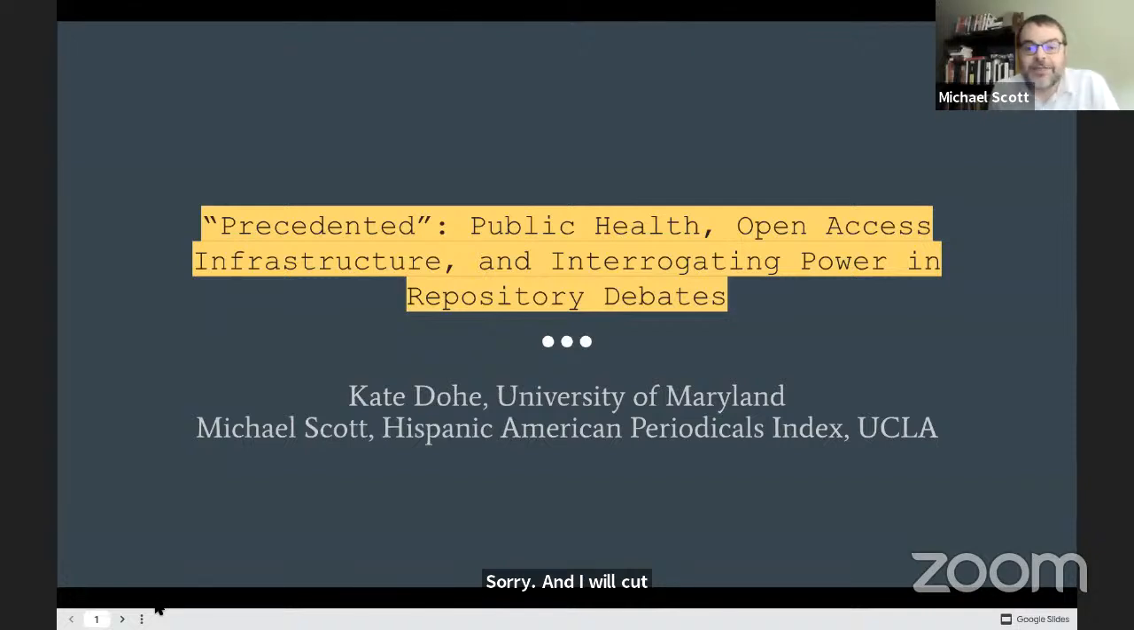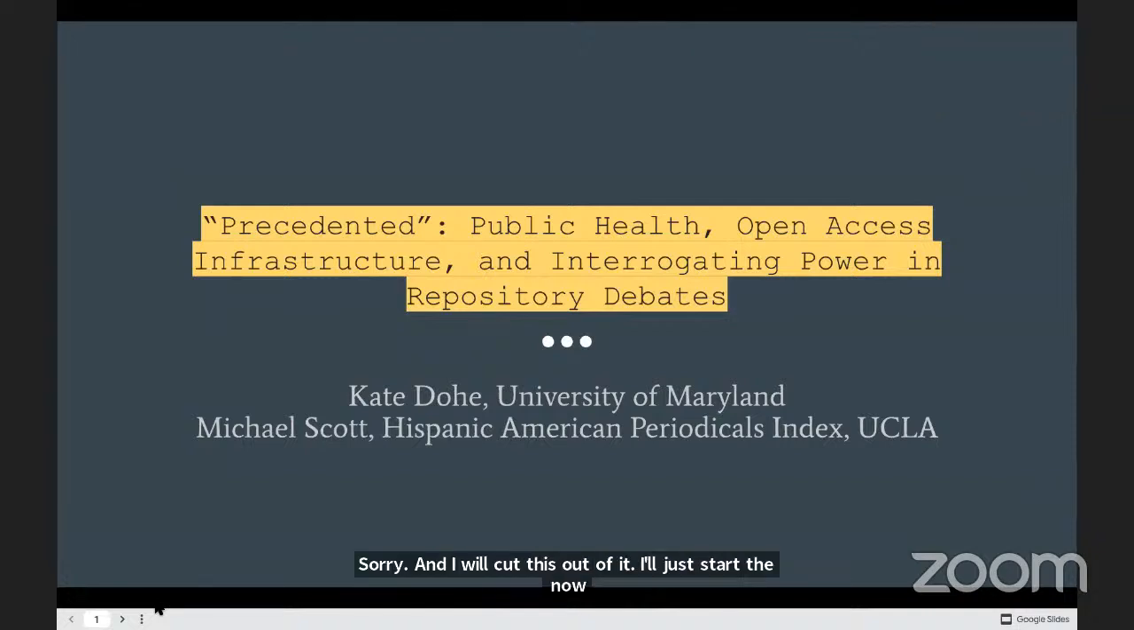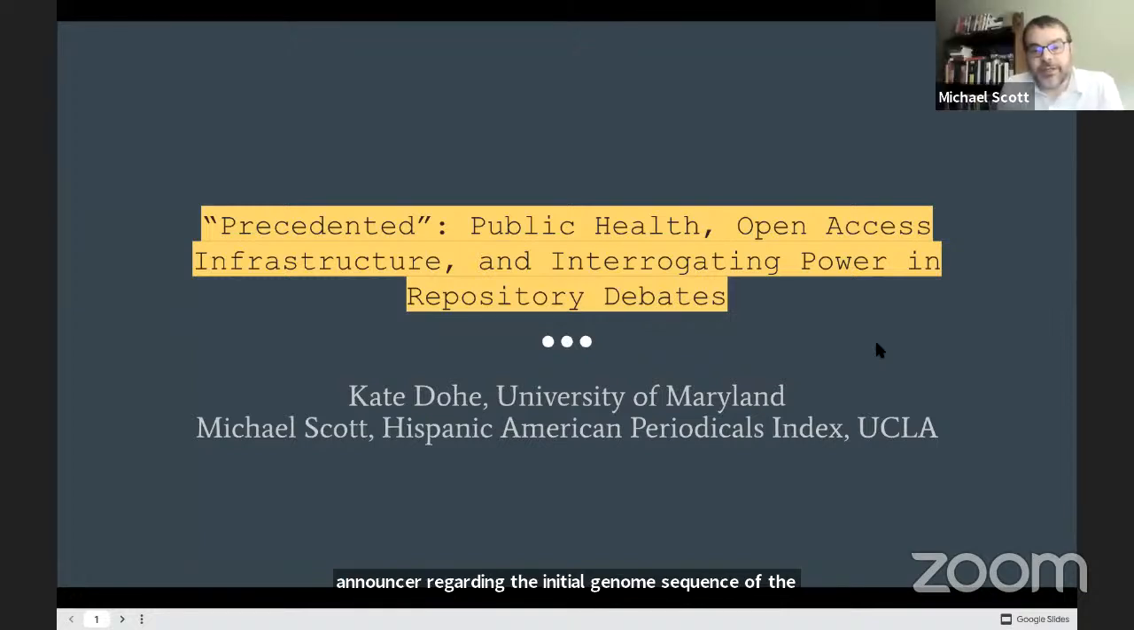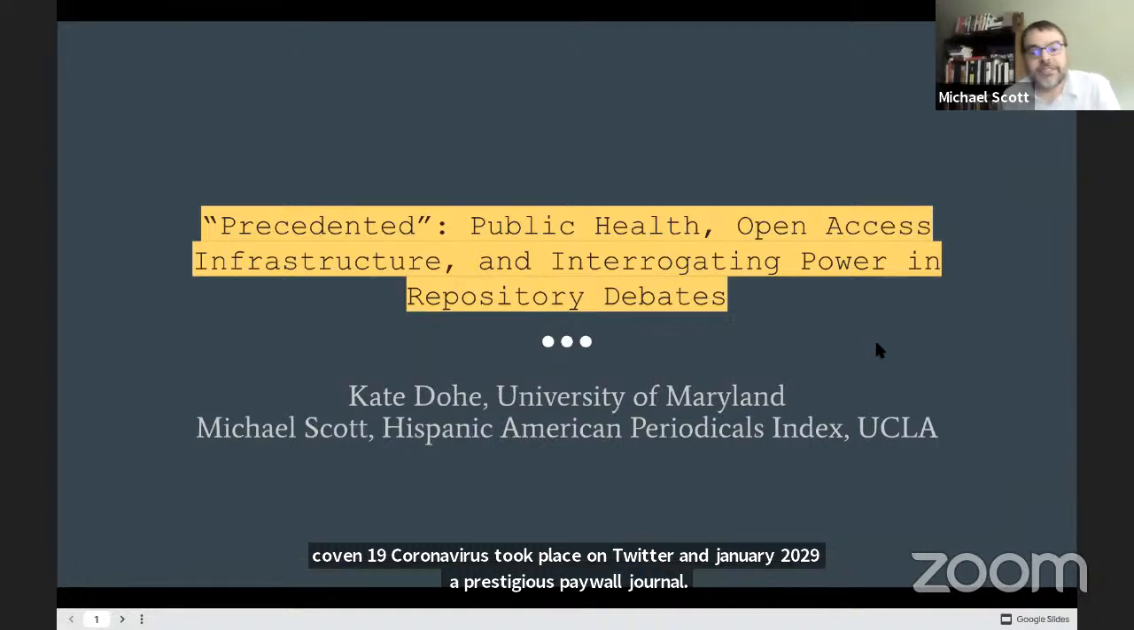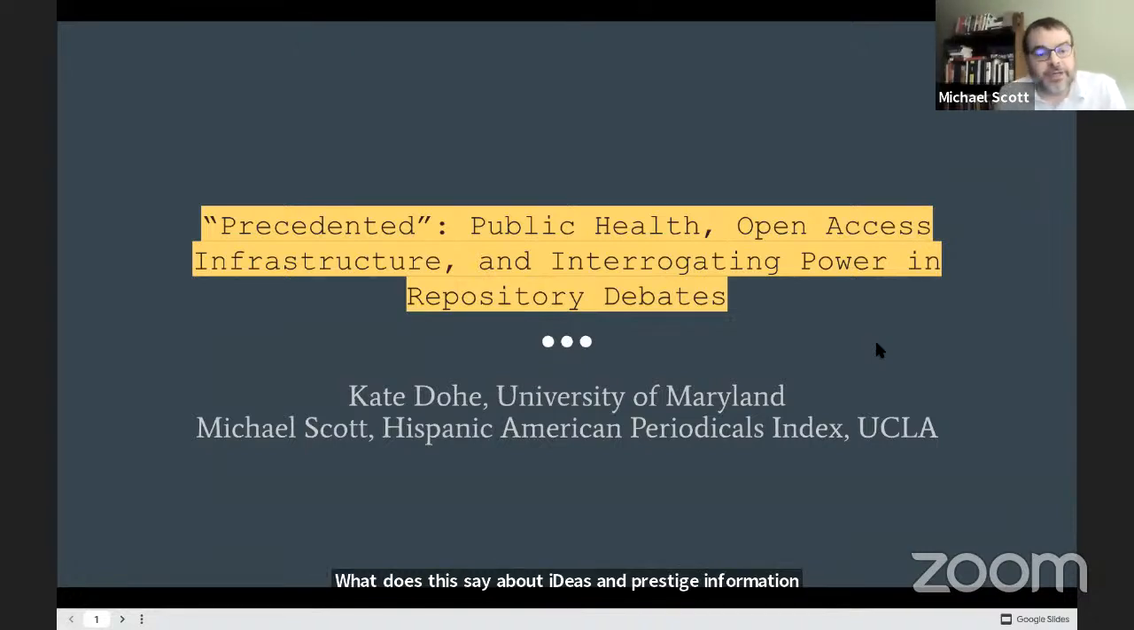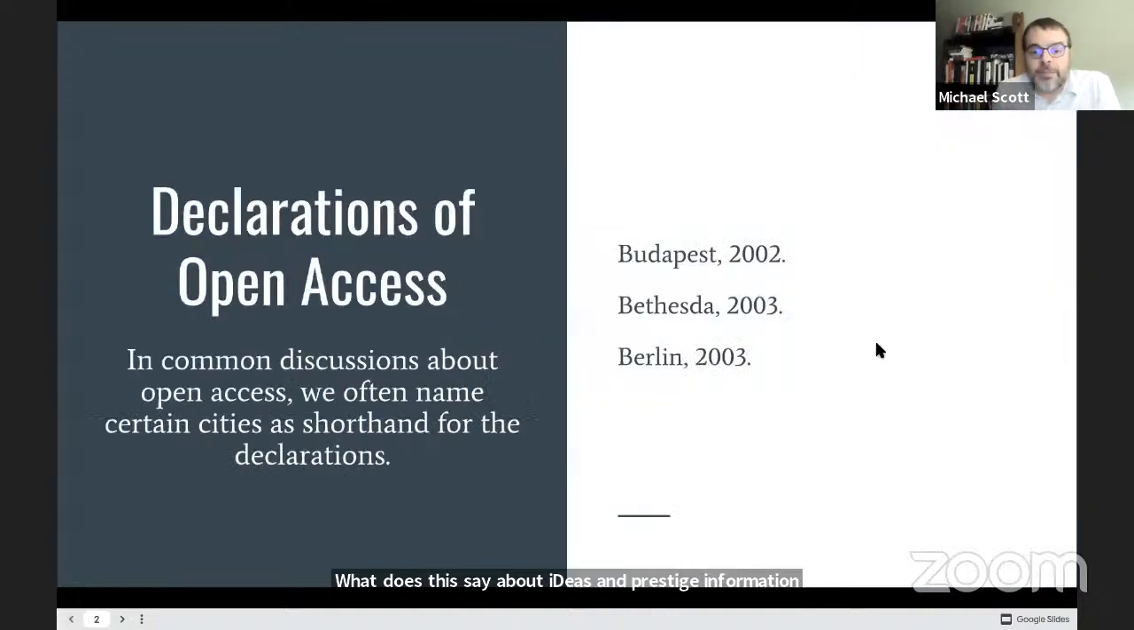I'll just start. The announcement regarding the initial genome sequence of the COVID-19 coronavirus took place on Twitter in January 2020, not in a prestigious paywall journal. What does this say about ideas of prestige, information access, and public health? Next. Many people refer to the 2002 Budapest Open Access Initiative and the others on the slide as a starting point for the OA movement.